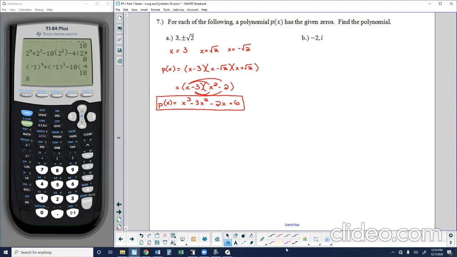We can check that if we want to by graphing and then finding those zeros. And we would find that x would equal 3, root 2, and negative root 2. Let's take a look at one more. Problem 7b.